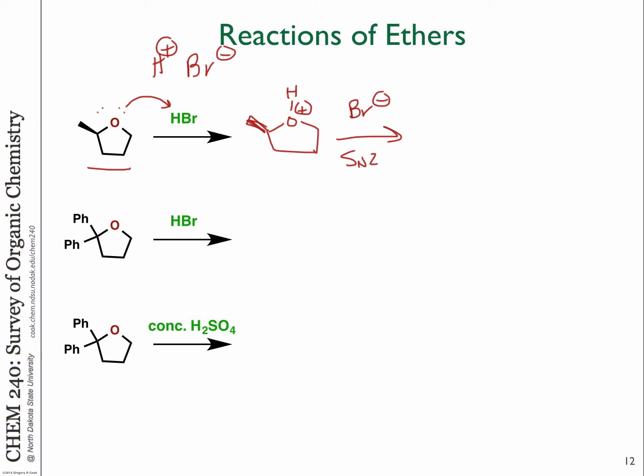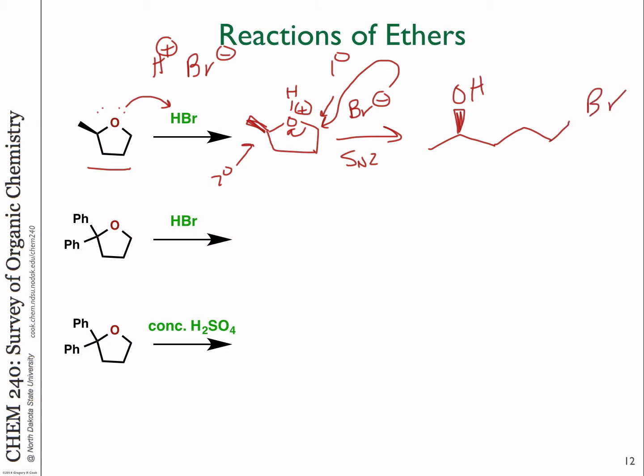On the left side we have a secondary carbon, and on the right side we have a primary carbon. Right? So what's the easiest to attack with a nucleophile? The primary. So the bromine will attack here and break the CO bond. So what we'll have is, I think I have the right stereochemistry here. 1, 2, 3, 4, 5.